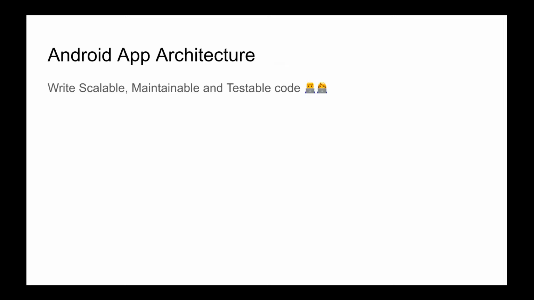I would like to conclude by saying architectures help you write scalable, maintainable, testable code. These three things you should always keep in mind. It's like a mantra: scalable, maintainable, testable code will always help you grow as a better software developer. So that's it for this.